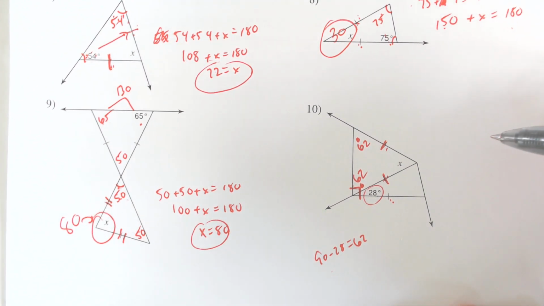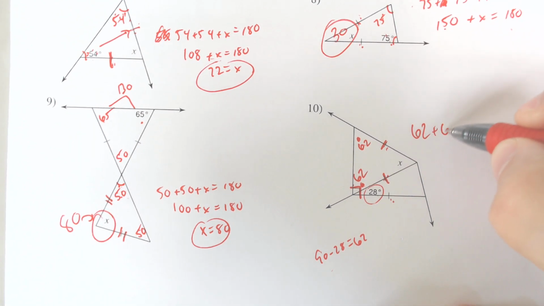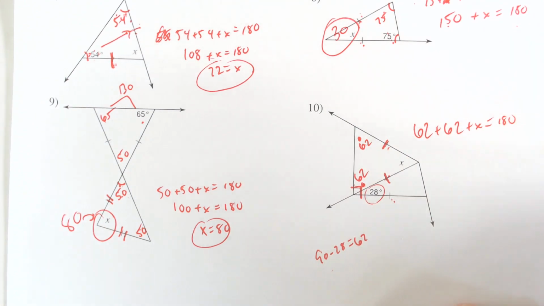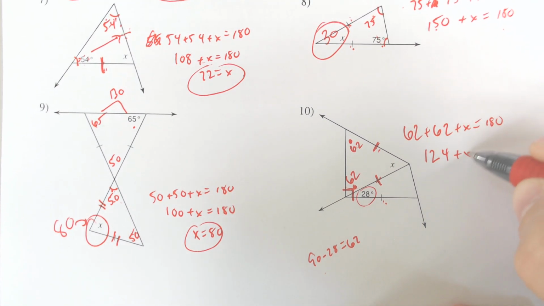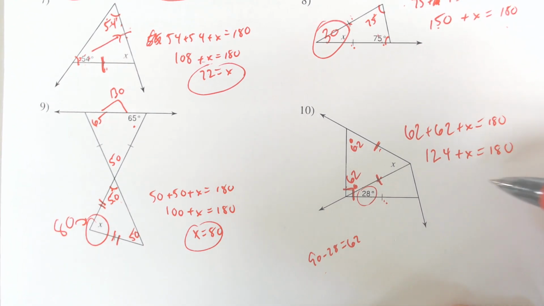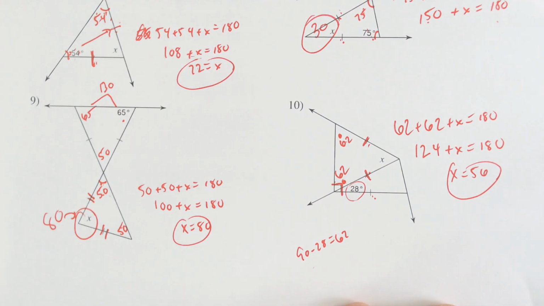And if these two are 62, then you'd have 62 plus the x is equal to 180 because the whole triangle has to add to 180. So that makes 124 plus x is equal to 180. Subtract the 124 over and you get x is equal to 56 degrees.